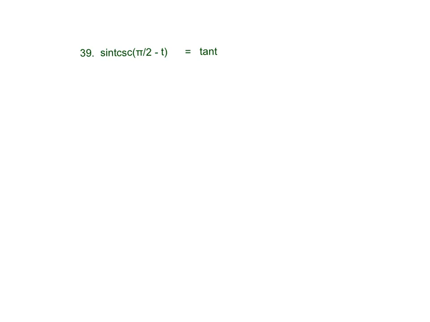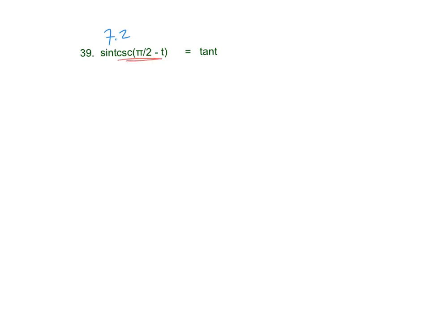This is the solution to problem 39 from homework 7.2. And here we're asked to verify the identity sine t times cosecant of the quantity pi over 2 minus t equals tangent t. We're going to work with the left-hand side of the equation because that looks more complicated.